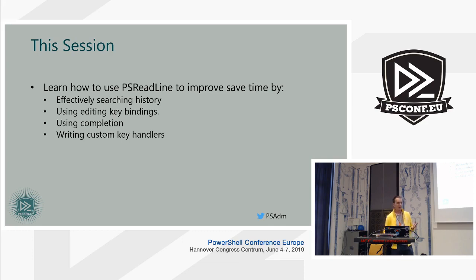PSReadLine gives you lots of nice things on the command line: syntax coloring, error notifications if you have some kind of error handling there. You can do so much with customizable key bindings, and all the options in there, including the colors and everything, are very customizable as well. So we'll be talking about that, mostly about searching the history and then looking at the key bindings and setting them to what you prefer, using the completion effectively, and then the largest chunk of this talk is going to be about writing custom key handlers.